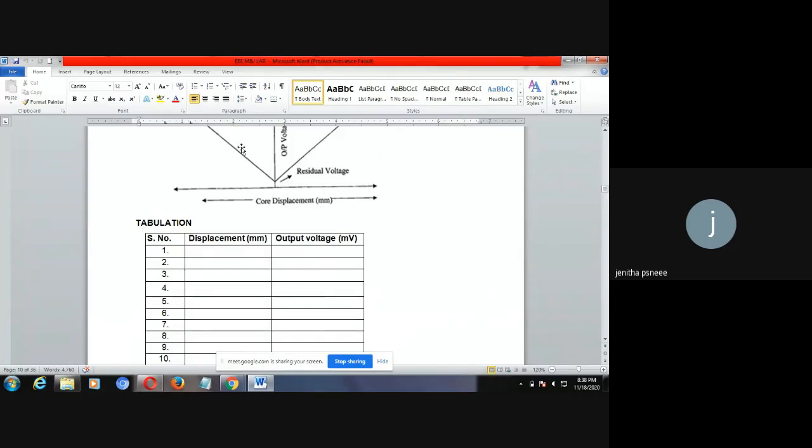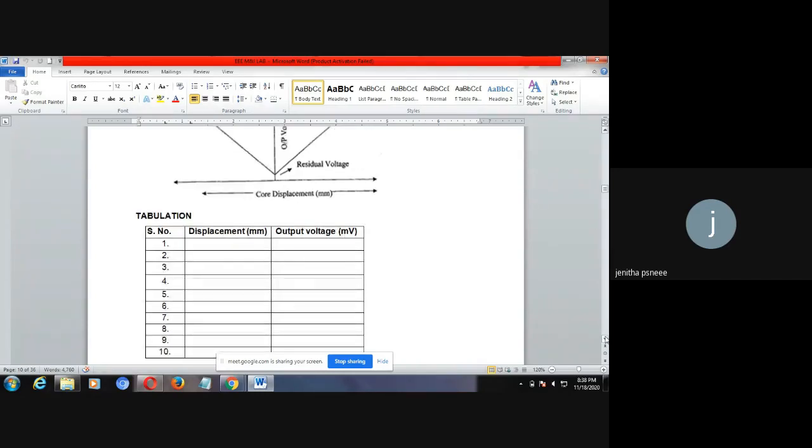So finally the graph will be like this. The graph will be in positive and negative, but it will be linear. The main property of a transducer is that it has linear characteristics, so the graph also will be linear. This is the LVDT. You can see the LVDT in the virtual lab also.